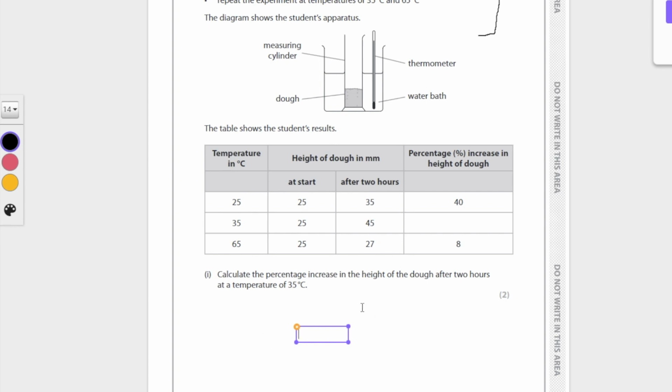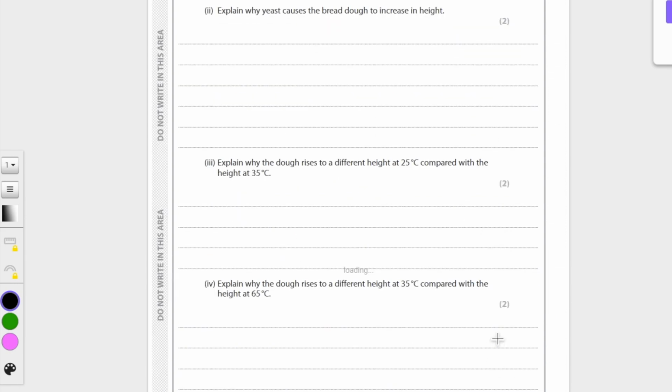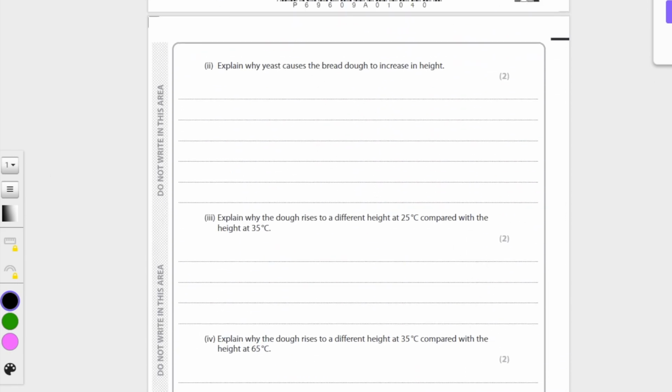So it wants us to calculate the percentage increase for 35 degrees, which is 45 after 2 hours and 25 at the start. We use the formula final minus initial, over initial. So we get final, which is 45, minus initial, which is 25, all over the initial, which is 25, and then we get an answer of 0.8, and then we times that by 100 to get a percentage increase of 80%. Nicely done.